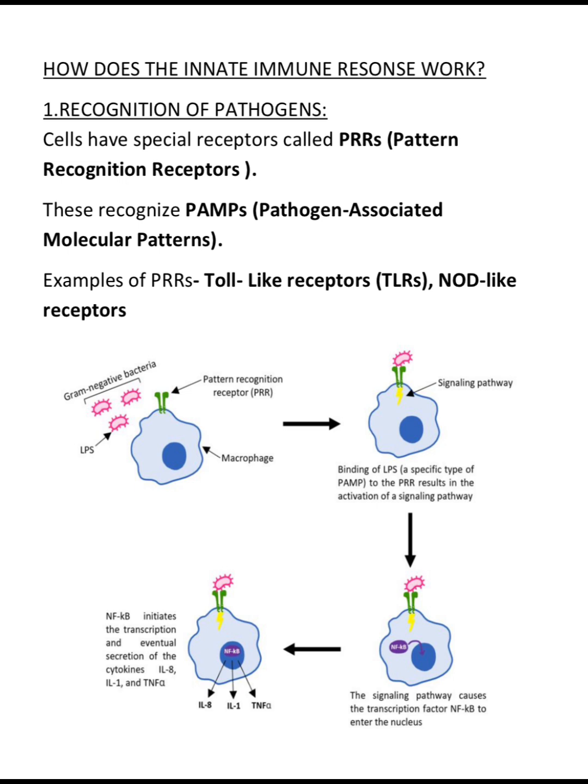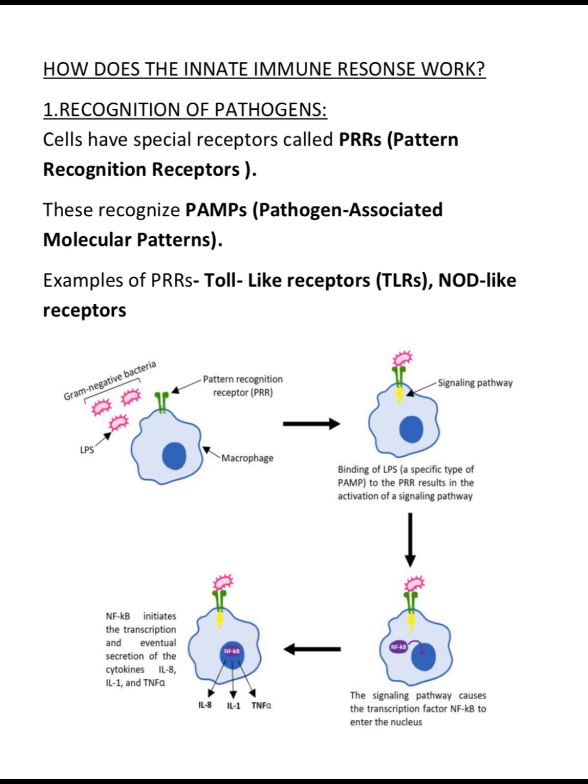Pathogen-associated molecular patterns, PAMPs, are molecular structures that are commonly found in microbes but not in host cells. Examples of PAMPs include lipopolysaccharide on gram-negative bacteria, peptidoglycan in the bacterial cell wall, viral double-stranded RNA, and flagellin, that is a protein which is found in bacterial flagella.